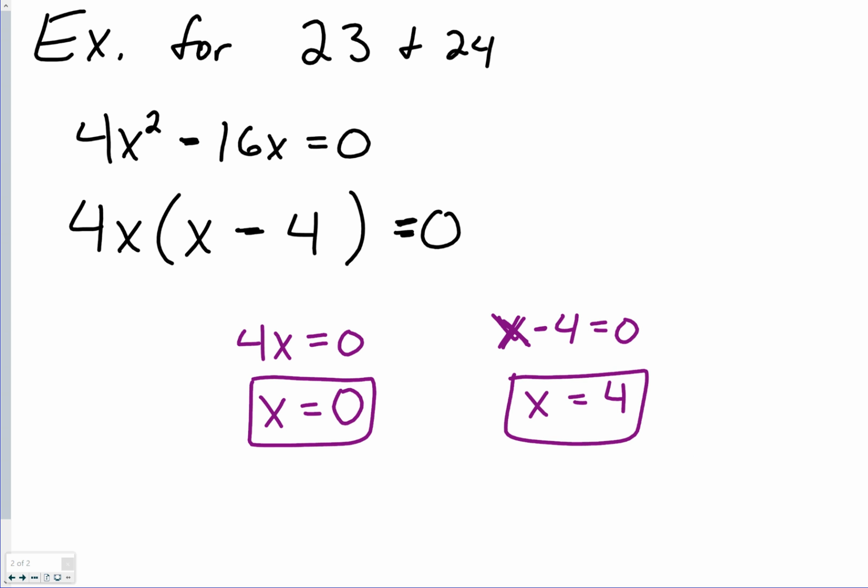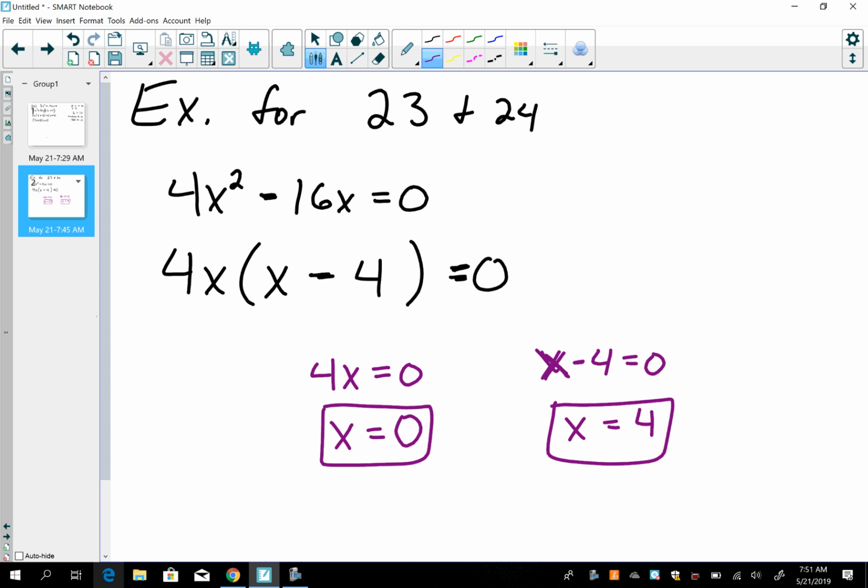Any questions on solving this quadratic binomial? Everybody good? All right, so what you're going to do right now is you're going to stand up and you're going to try 23 and 24.